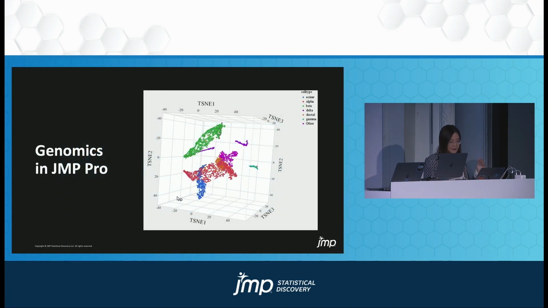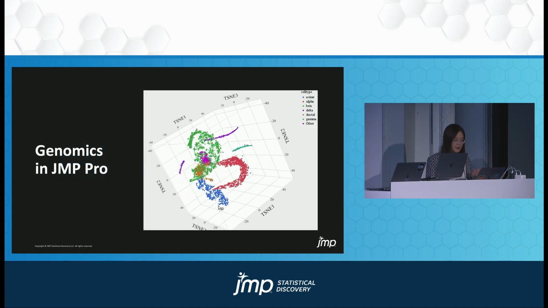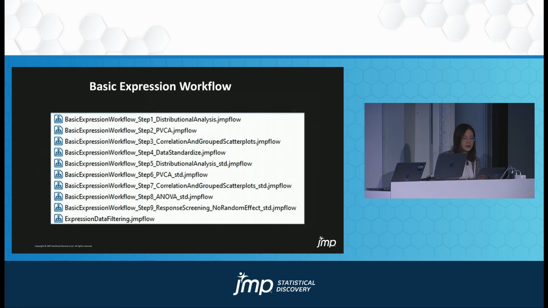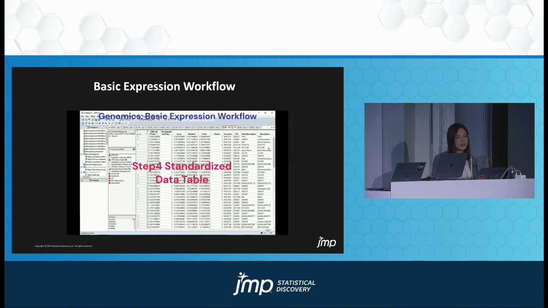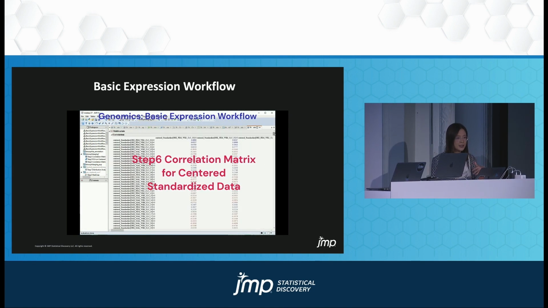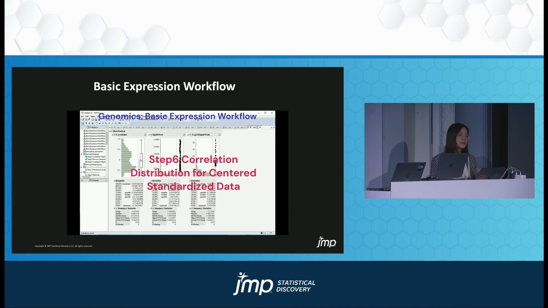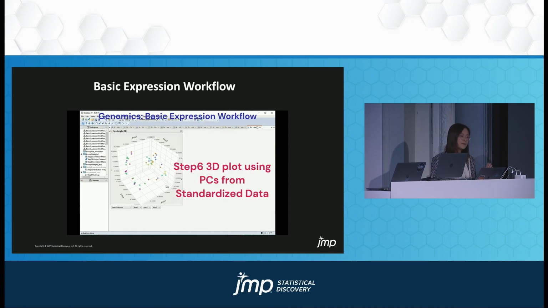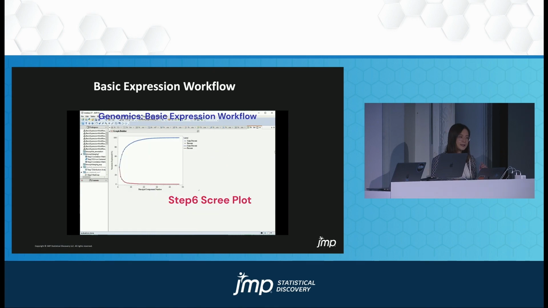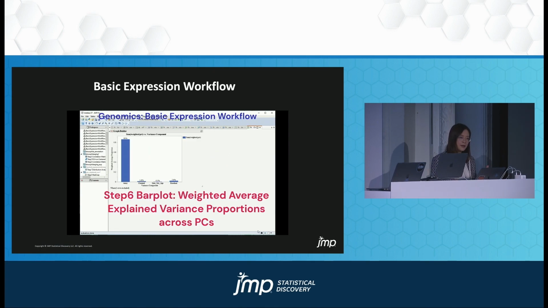And next, let's explore some new genomics features in JMP 18. We have automated the very popular JMP Genomics basic expression workflow using the modern JMP workflow files. The workflows give you the power to view, visualize, and analyze data at each step. You only need to configure the data table names and several parameter values at the beginning and then run the whole workflow.